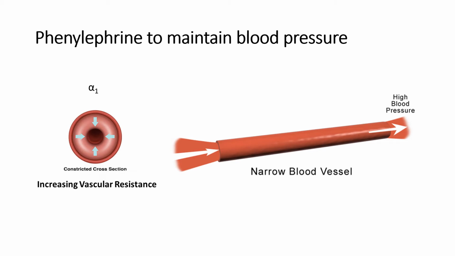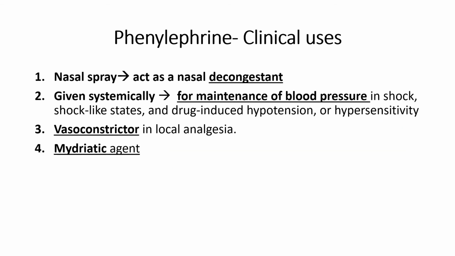Consequently, the activation of alpha-1 receptors causes vasoconstriction, thereby increasing vascular resistance and consequently increasing blood pressure. Phenylephrine is also employed as a vasoconstrictor in local analgesia or local anesthetics.